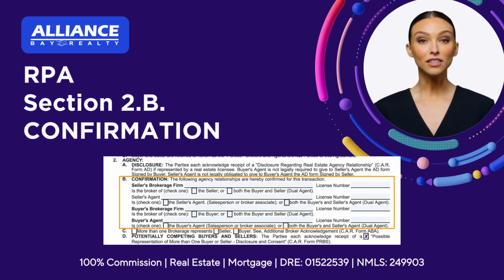Line 2. Seller's agent plus license number, write the individual licensee's name, the listing salesperson or broker associate, and their individual DRE license number. Check one box. If a team is involved, you still list the actual licensee of record. Teams aren't licensed entities. If a broker of record is writing the offer personally, they go on the agent line and their brokerage goes on the brokerage firm line.